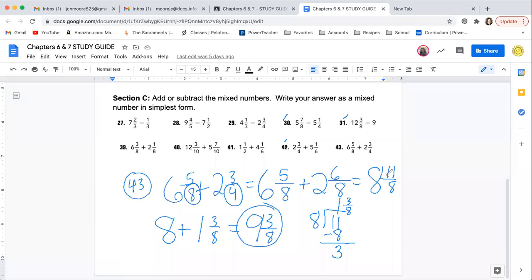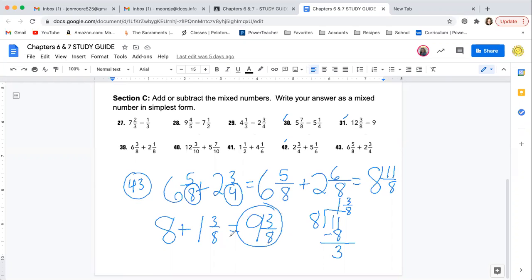Now, is 8 and 11/8 equivalent to 9 3/8? It is. But this format of the number where your fraction involved is proper and it has the lowest terms possible, that's the format that mathematicians have agreed upon would give your final answer in simplest form.